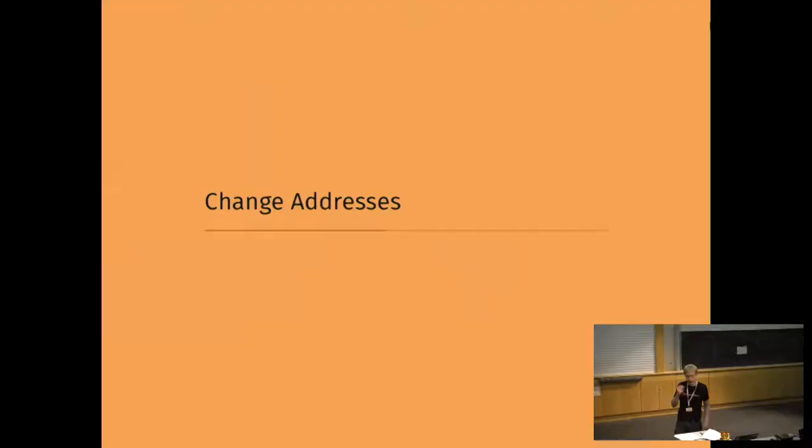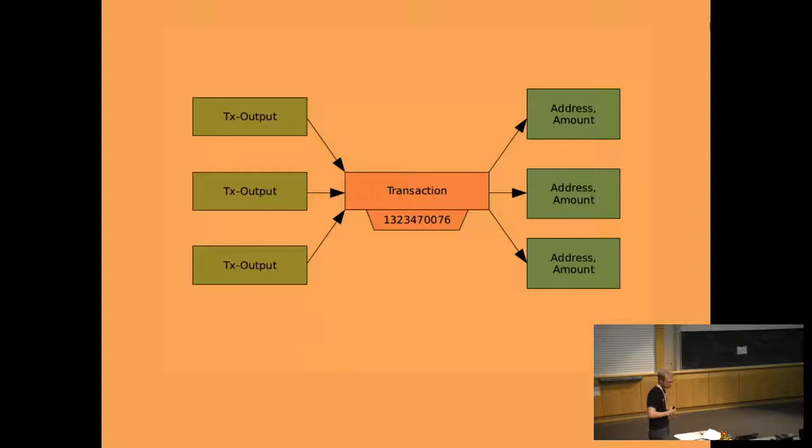Change addresses are the second approach that is used in the literature. This one is a little bit less robust, but it is also quite a common one. And depending on what you want to do with the tracking, this is also one that might prove very efficient.